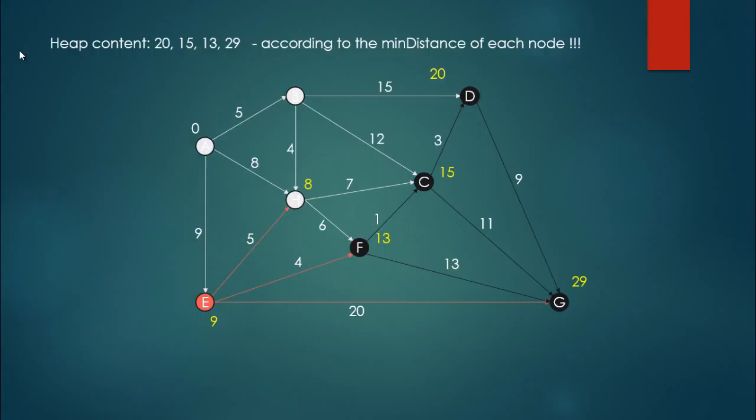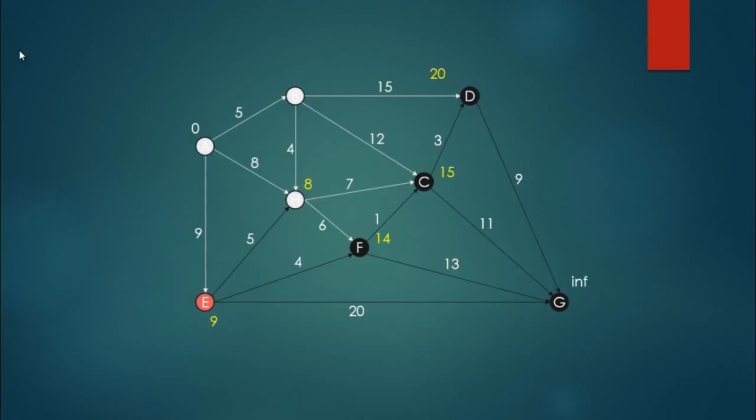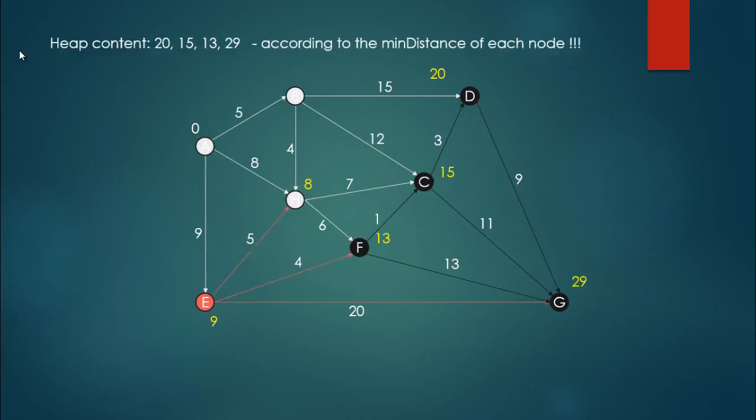And we can go back to H. It is not a good solution because 9 plus 5 is equal to 14, and we already have a minimum distance of 8, so we are not going to update it. But as you can see, the F is going to decrease because there's a shorter path. The shortest path is to go from A to E and E to F. It is equal to 13 as far as costs are concerned. And we can get to G with the cost 29. Why 29? Because we go from A to E, it is 9, and from E to G, which is 20. 20 plus 9 is 29.